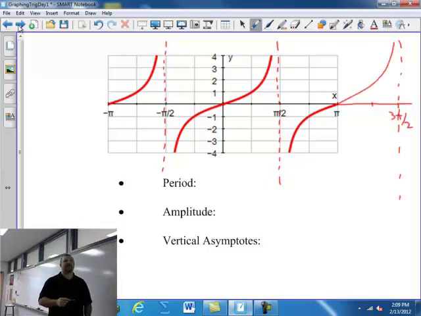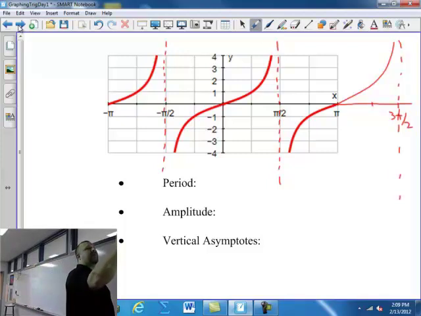Okay. All right, so between the asymptotes, what's the y value of this tangent function? The y value is 0. Right in the middle. So that's an intercept right in the middle of the two asymptotes. Does that work for the next one? Yes. Perfect.